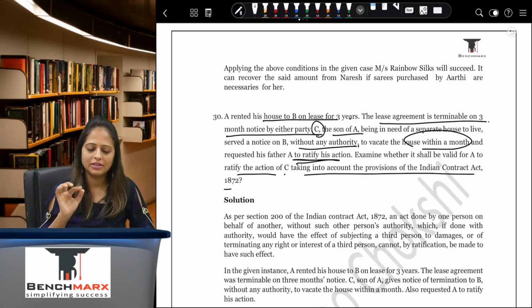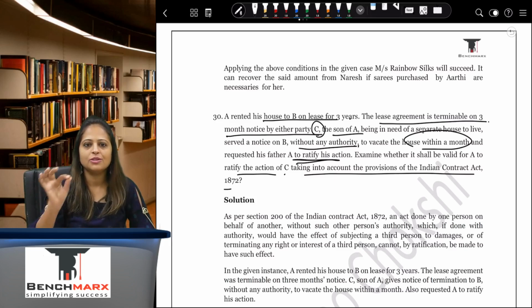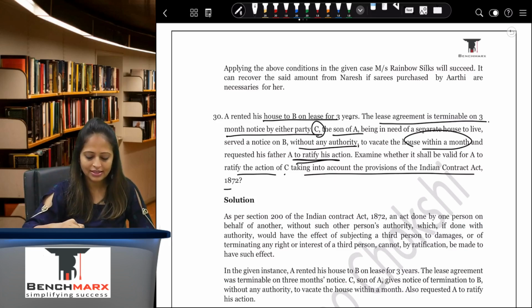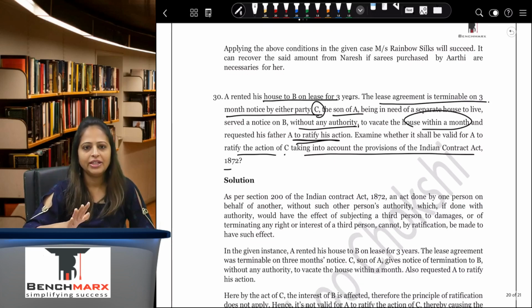That is one point that is given, and the knowledge is being tested on that one point, that if the ratification by the principal is causing a loss or damage to the other party, you cannot ratify the act, since you are here terminating the agreement before 3 months, which is the agreed period. It's causing loss or damage to the person Mr. B who has rented the house, and hence the ratification is not possible.